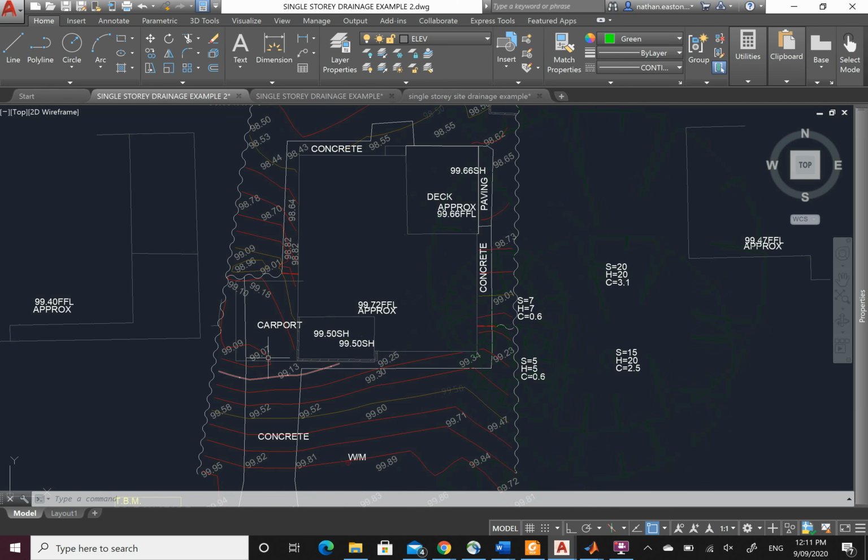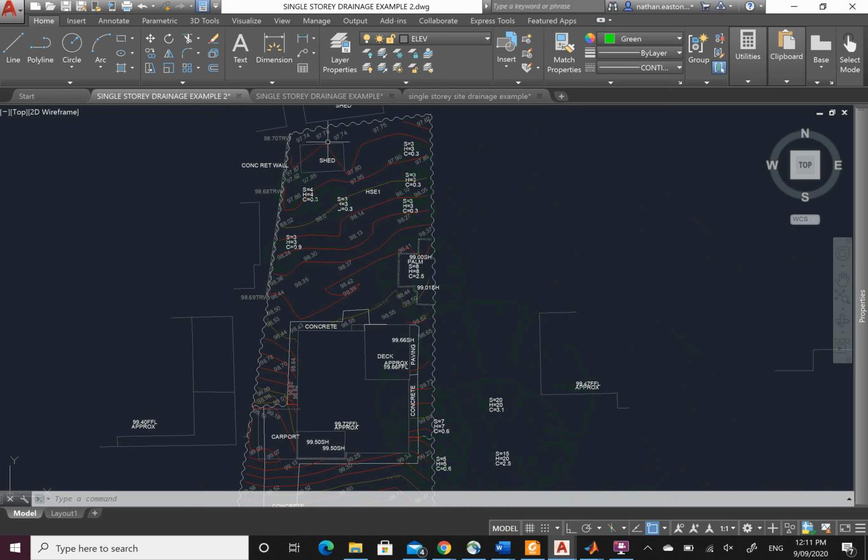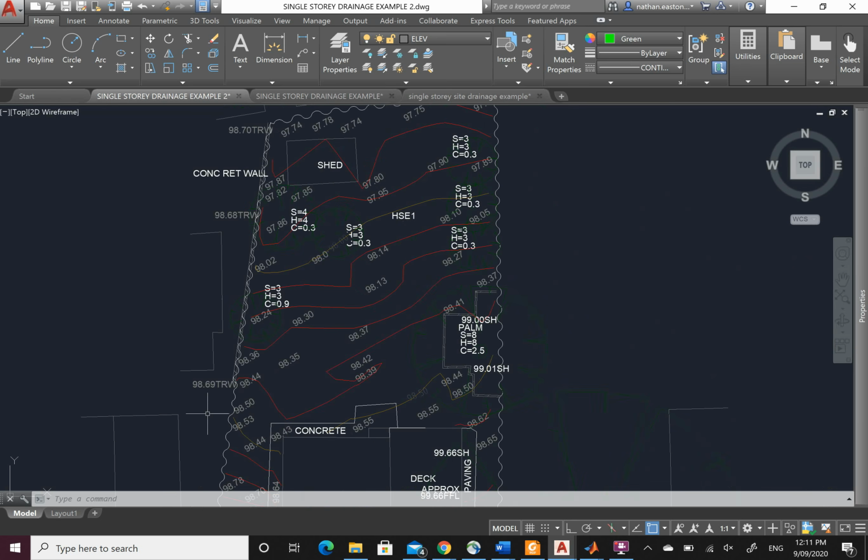Levels here on the driveway and a few levels on the carport. No levels inside of the house. We have an approximate finished floor level and things like that, but obviously they can't walk through the house. We assume the house is locked and there's no point, the laser's not going to go through the brick. Shed in the backyard. What else have we got?